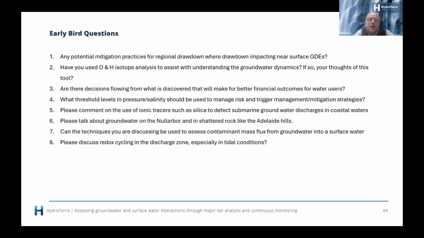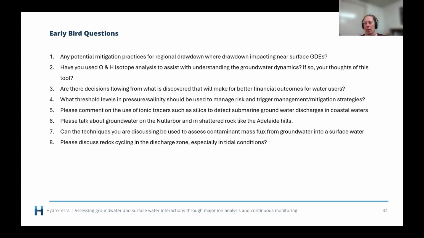Number 8, please discuss redox cycling at the discharge zone, especially in tidal conditions. A bit of a tricky one, this one. So as I've said earlier, I feel that discharge zones in coastal settings are a pretty specialized area, and also really site specific too, depending on the geology and all sorts of factors. The question makes me think that at the site they're talking about, there might be a redox difference between groundwater and the coastal area. So maybe you've got high organic carbon or high vegetation or something that's leading to lower redox potentials, perhaps.